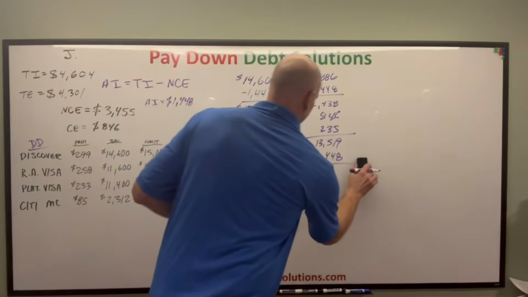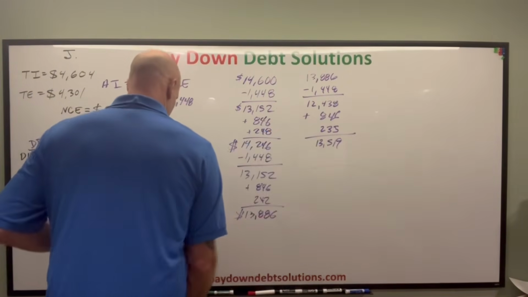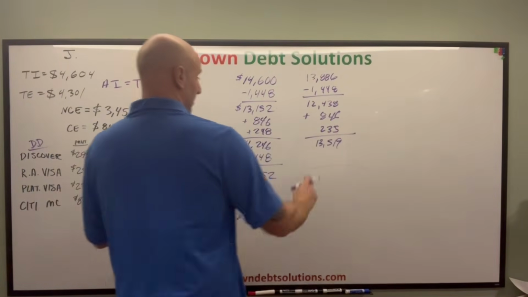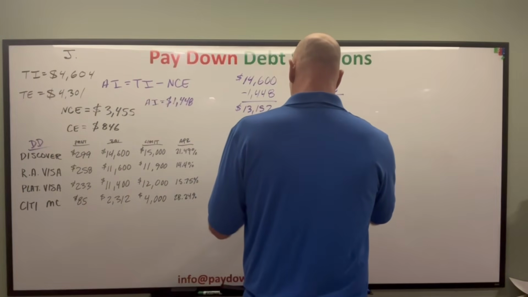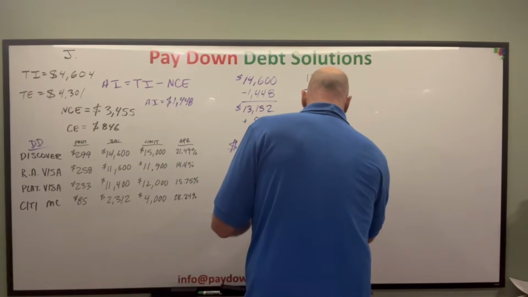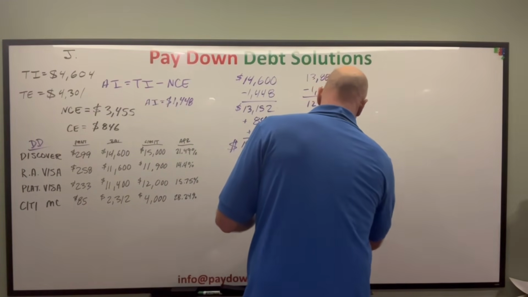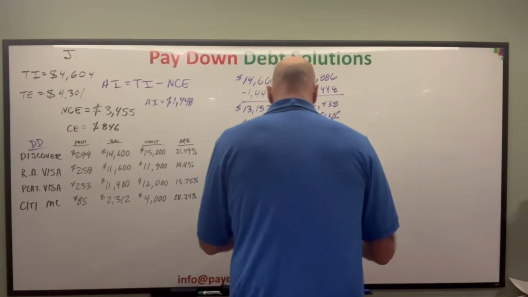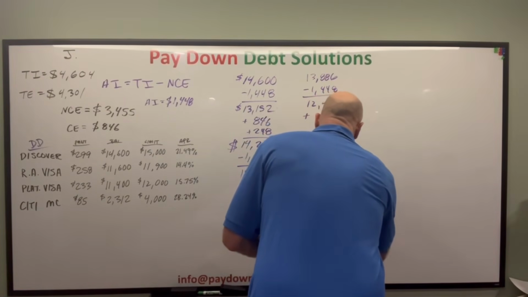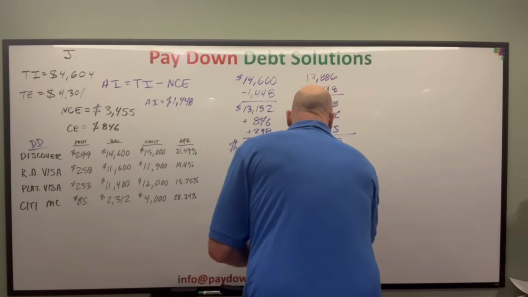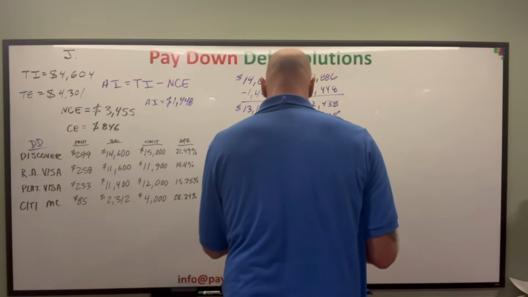Sorry, I wrote my numbers down. We start month 4 at 13,519. Then we subtract the available income, which gives us 12,071. That's our low balance for the month.